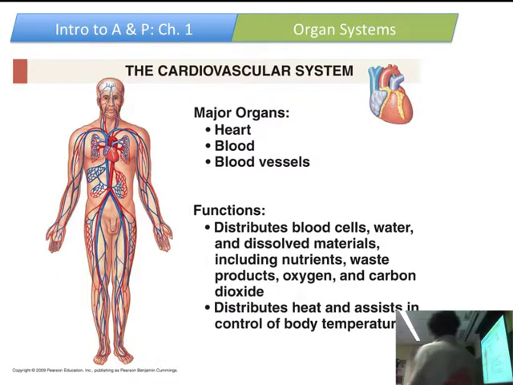Cardiovascular system. Basically, the heart, the blood, and the blood vessels. This is the system that is responsible for pumping blood around the body, which carries nutrients and waste and hormones and the immune system and all the other things. Basically, the highway of the body. Helps transport oxygen and carbon dioxide as well. It distributes heat and assists in the control of body temperatures.